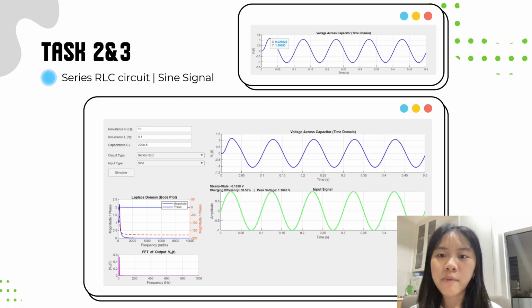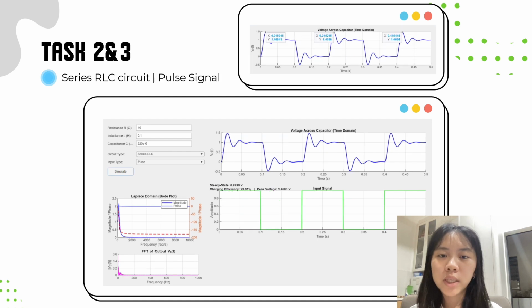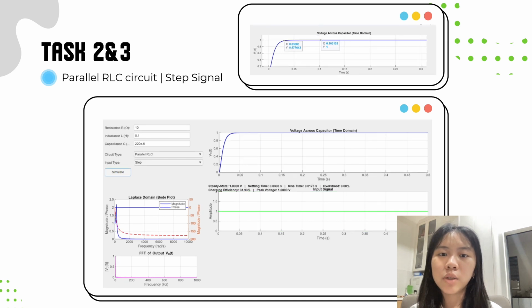This is supported by the FFT and Bode plot showing a dominant frequency. With a pulse input, the circuit shows sharp transients and ringing, confirming its underdamped nature. The peak reaches 1.4686 volts, indicating sensitivity to rapid changes. The FFT shows a wide frequency spectrum, consistent with the pulse's broad frequency content. For the parallel RLC, the response is overdamped.